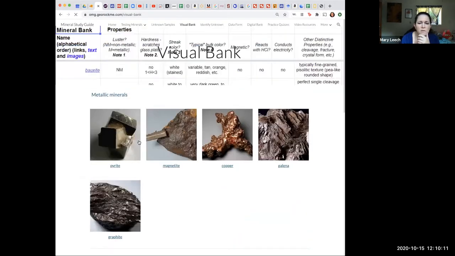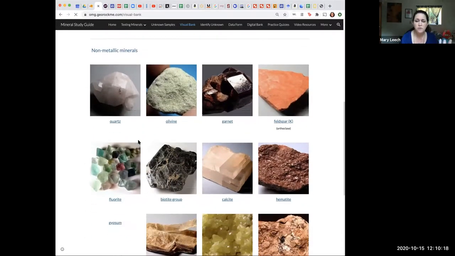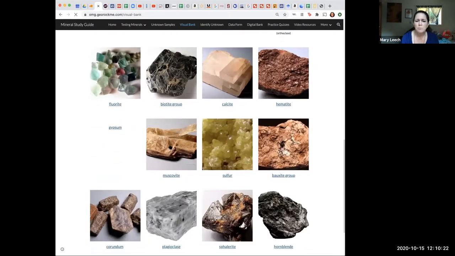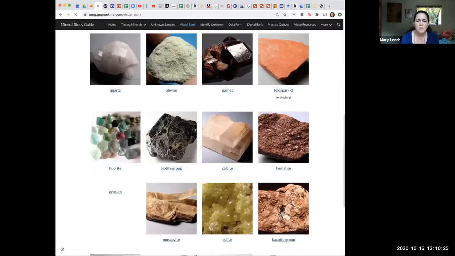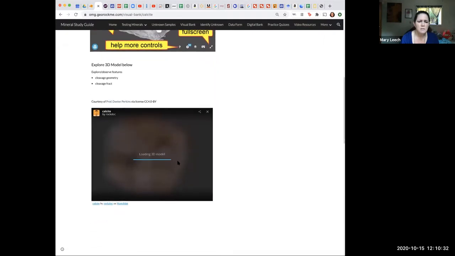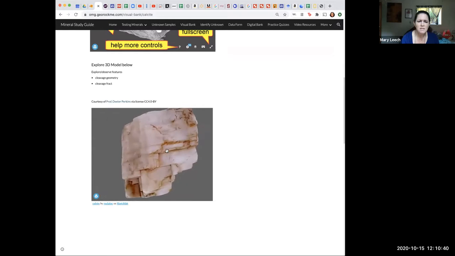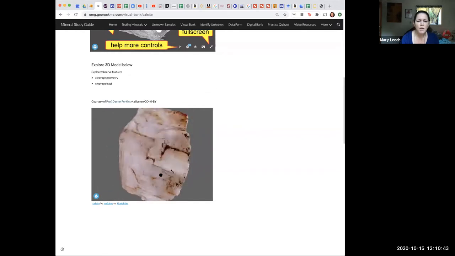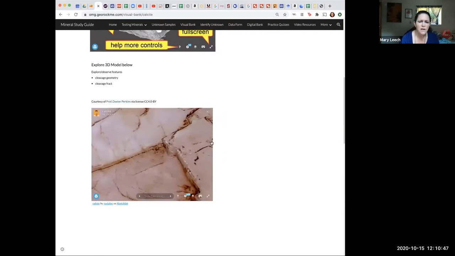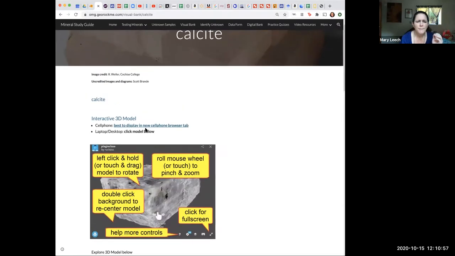What else did I want to show you? They also have a bank of minerals. It's called a visual bank of minerals, pictures of identified minerals, so that you can go through and look at examples and compare these to what the unknowns are. For example, calcite. This should be a 3D mineral model of calcite that you can rotate and look at to see its cleavage planes. You can zoom in and really see the fact that it's rhombohedral. It's got these leaning rhombohedrons, leaning rectangles kind of shapes. So anyway, that's just one example.